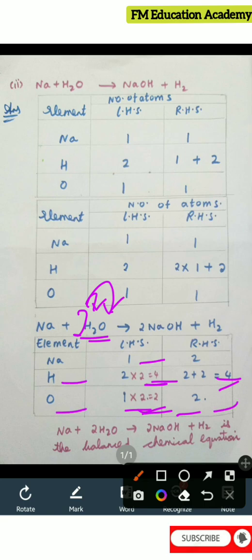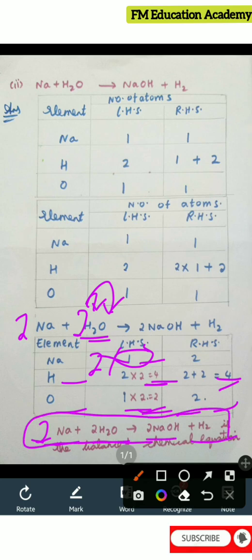Now what is remaining? This is remaining. What you can do here? Multiply it with 2. So write 2 Na here. So what is my balanced reaction? 2 Na plus 2 H2O giving rise to 2 NaOH plus H2. This is my balanced equation.